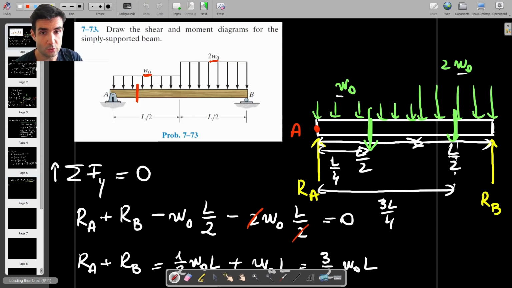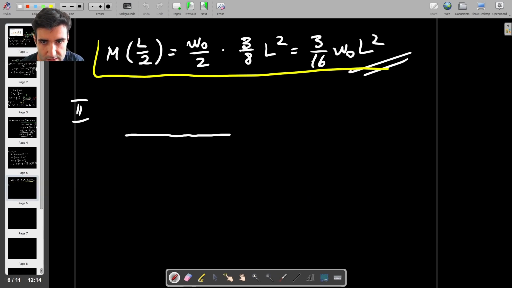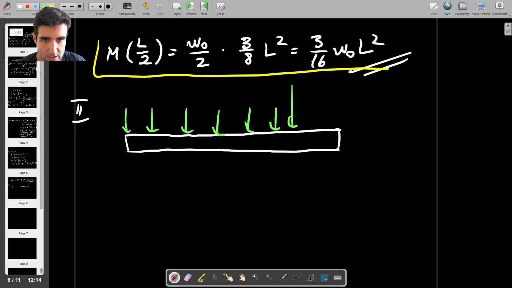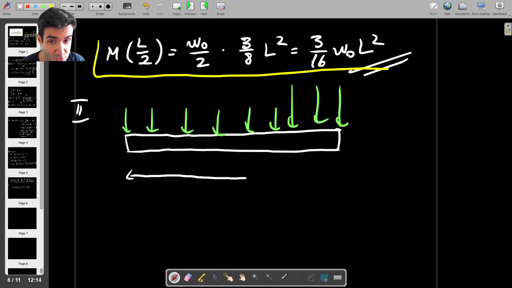Until then, we have to also find the shear force and the bending moment here somewhere. So I'm going to take another cross section after the halfway point and draw the free body diagram for that. So we have the beam, we have the distributed load acting until the halfway point of the beam, and then from this point until the end of X, we have 2W naught. So remember, this is not the full length of the beam, this is just X. And in this case, X is going to be between L and L over 2.